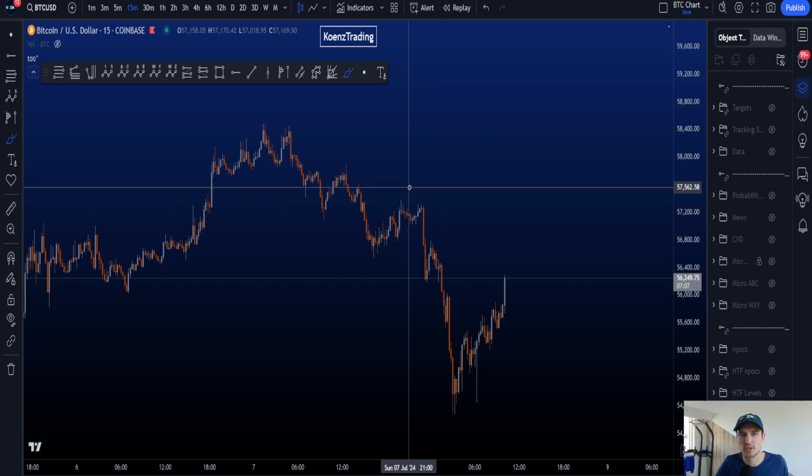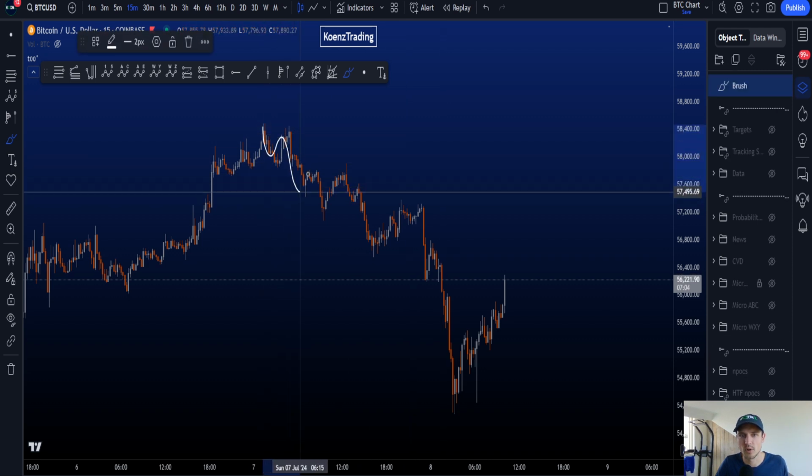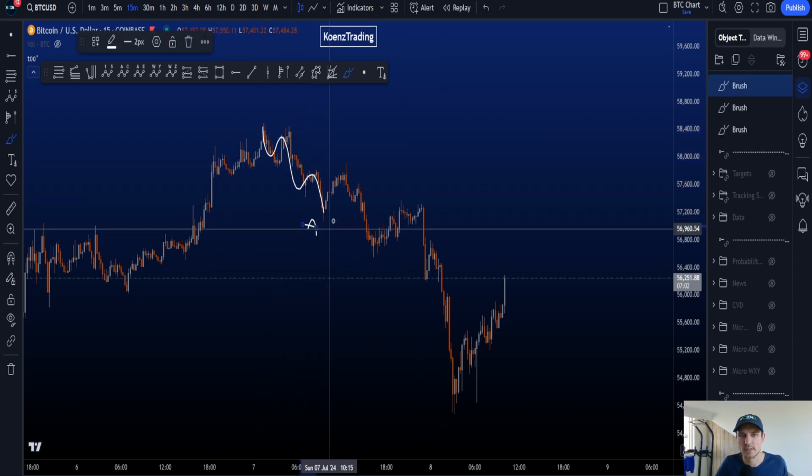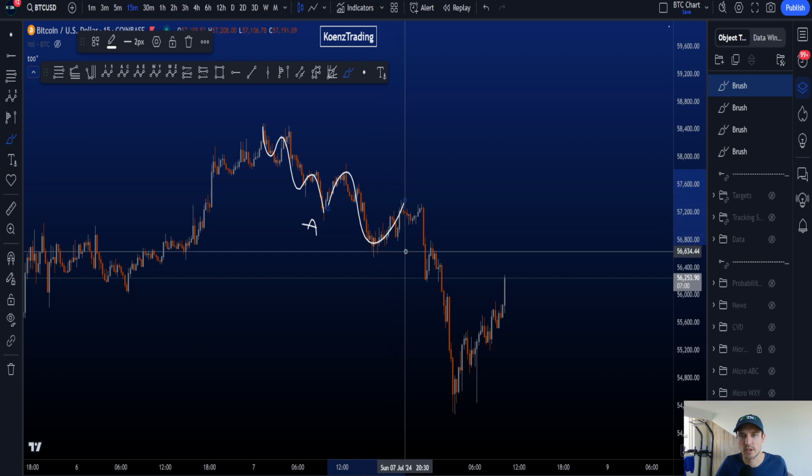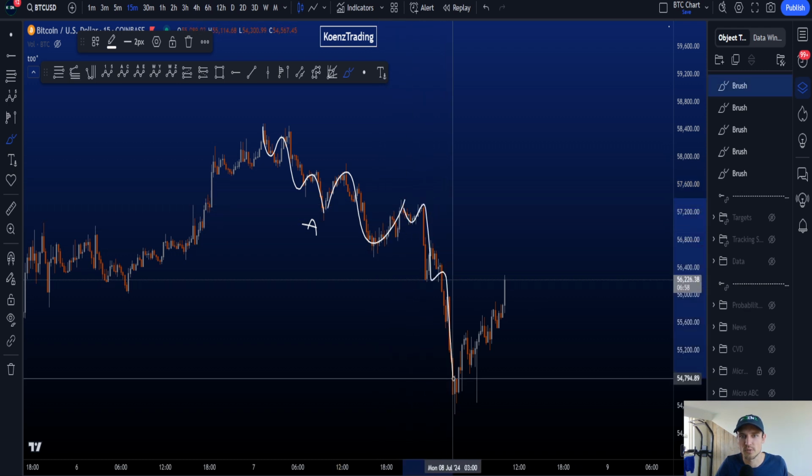Now I have checked the possibility of a wave 1, 2, 3, 4, 5 here, labeling this a wave A, for then a 3-wave structure here and another 1, 2, 3, 4, 5 to the downside.